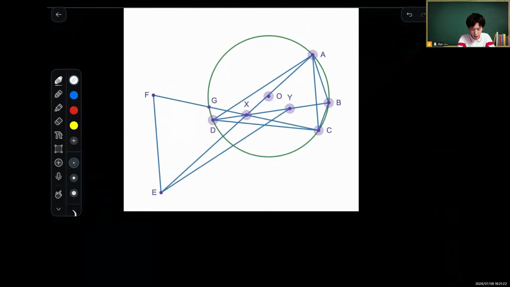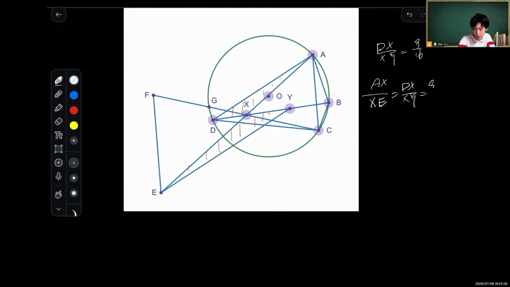First of all, it is quite obvious that since we have some similarities, for instance, AXD is similar to EXY because of the parallel lines. That means DX over XY is equal to 9 over 16. And then similarly, you also have ACX and EFX. So we also have AX over XE is equal to DX over XY is equal to 9 over 16. That also means XF over CX is 16 over 9.